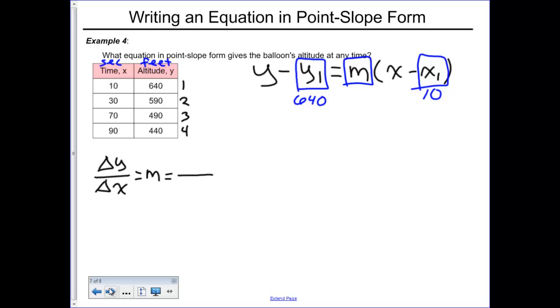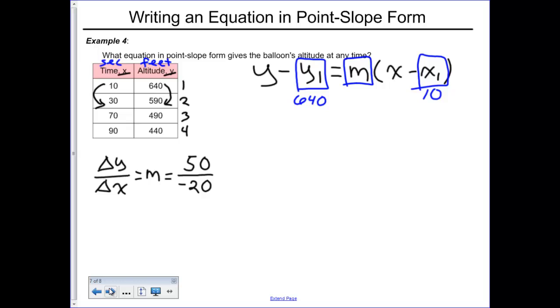So let's pick points to calculate. I'm going to go ahead and use point 1 and point 2. I could use any of these points. So 640 minus 590 should end up with 50. Yep, 50. That's the change in y over the change in x. 10 minus 30 is negative 20, and this slope is going to be negative.